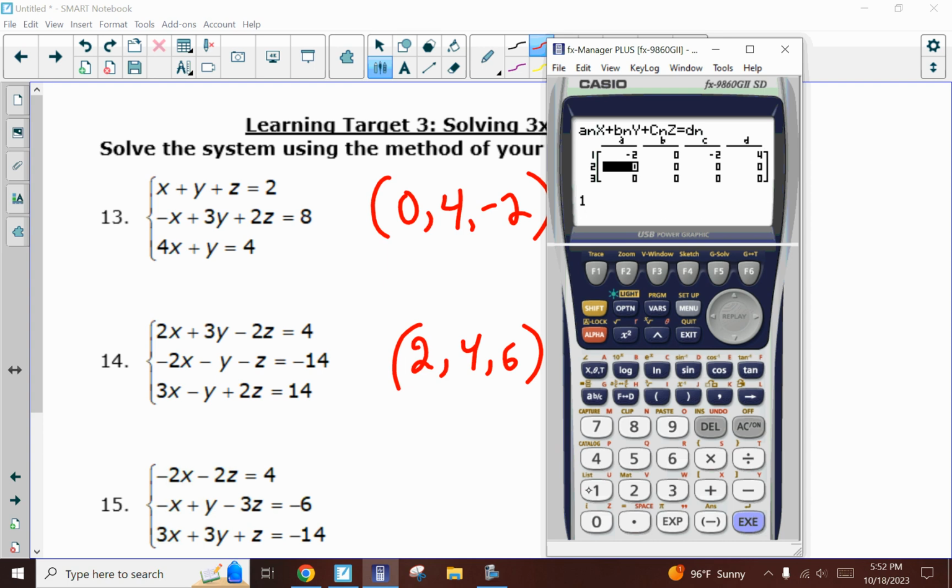Then we have negative 1 in front of the x, positive 1 in front of the y, and negative 3 in front of the z. And all of that is equal to negative 6. Last one, there's a 3 in front of the x, a 3 in front of the y, a 1 in front of your z, and then a negative 14 at the end. So the answer is negative 604.